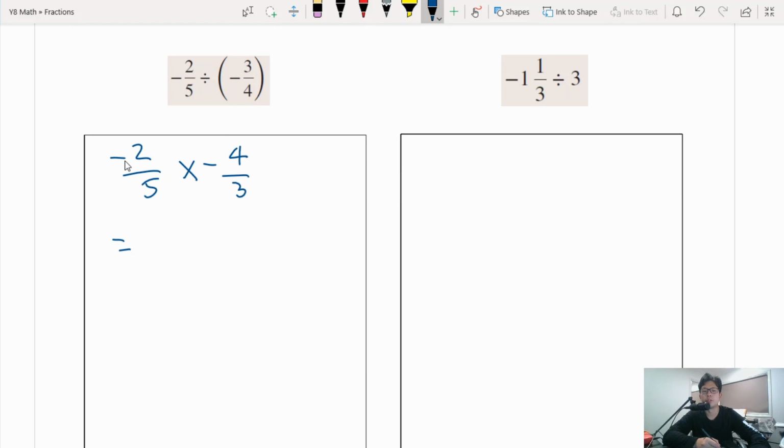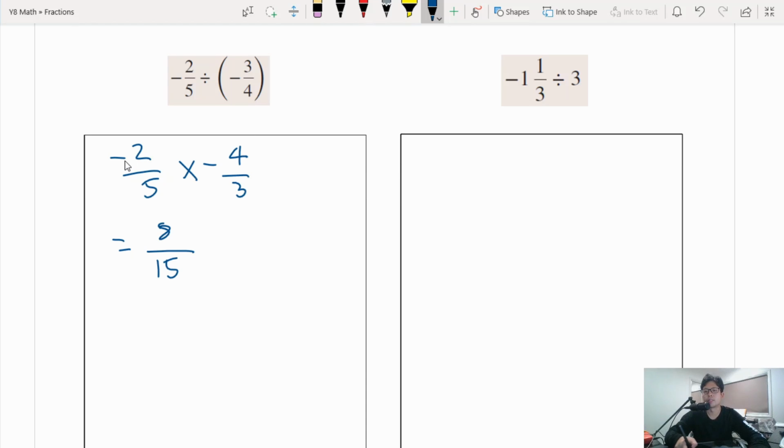So we have negative 2 times negative 4. That gives us 8. Over negative 5 times negative 3. That gives us 15. So our final answer will be 8 over 15, as it cannot be simplified any further.